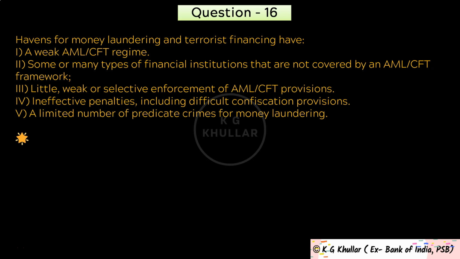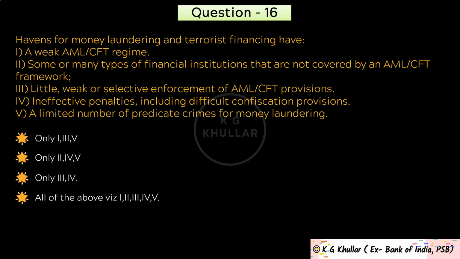Now these answer choices are also given to you. Friends, this is also a very good question. Please remember that havens for money laundering has all the features given from points 1 to 4. So the correct option for the given question is option D here.